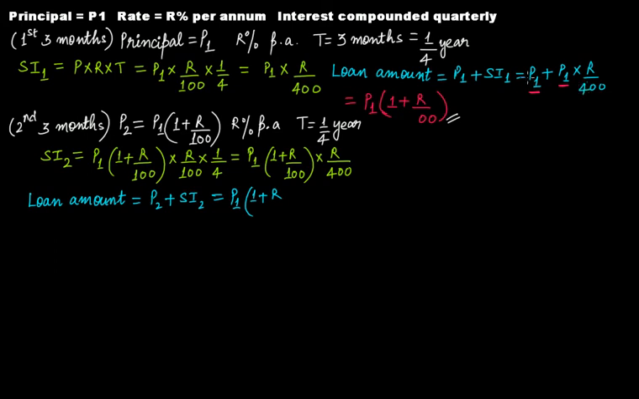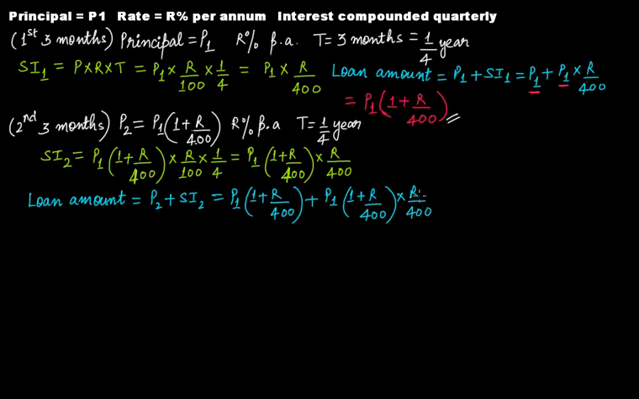Here you'll have 4 and here you'll have 4. So here also you'll have to change. I'm sorry for this. This is 400. Here you'll have 400. Here you'll have 400. So finally you'll get P1 multiplied by 1 plus R by 400, and then SI2 is P1 multiplied by 1 plus R by 400 multiplied by R by 400.